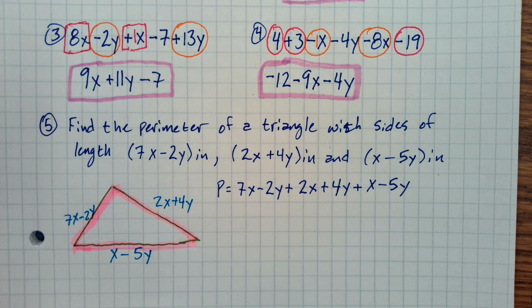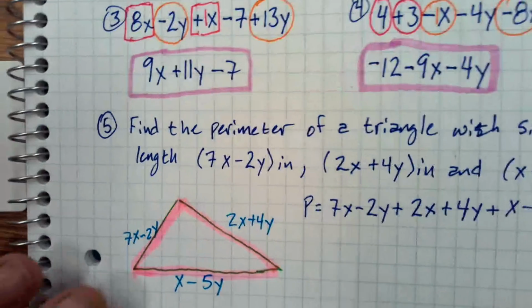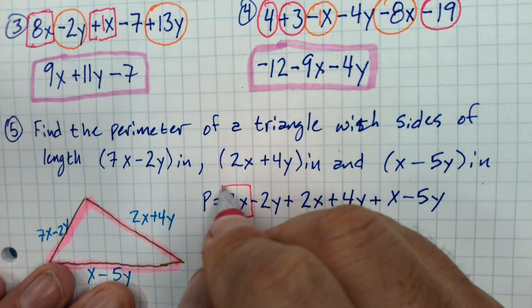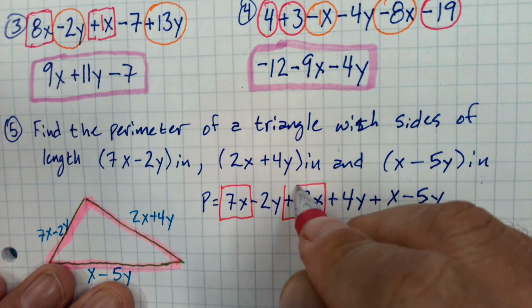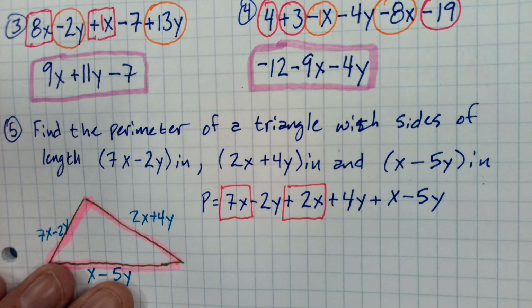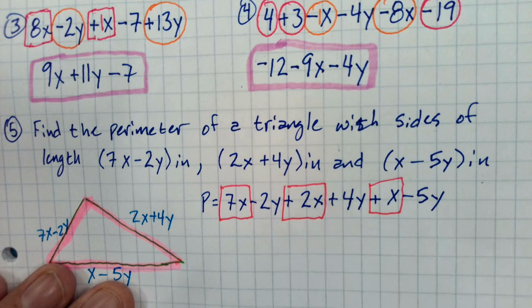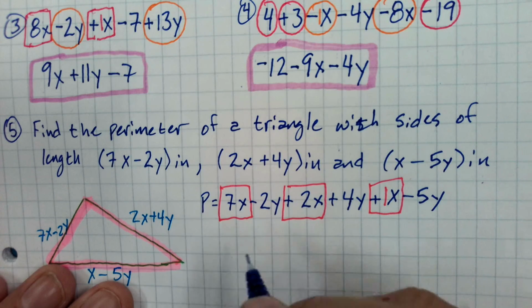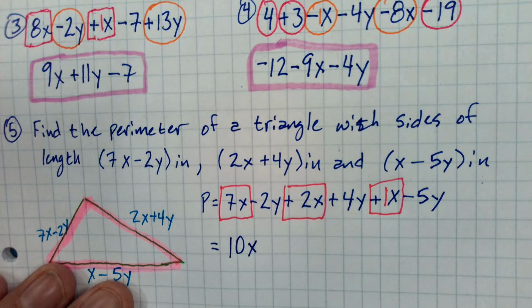And this is very much like what we were doing yesterday. So let's see what we have. We have 7x and 2x. Let's just keep a running total. 7 and 2 makes 9. And then if we add x again, that's 10. So we have 10x.